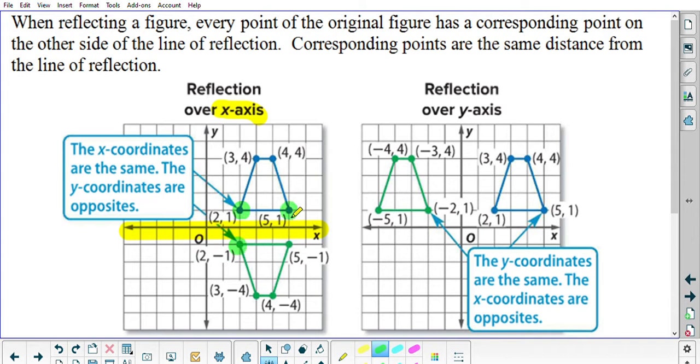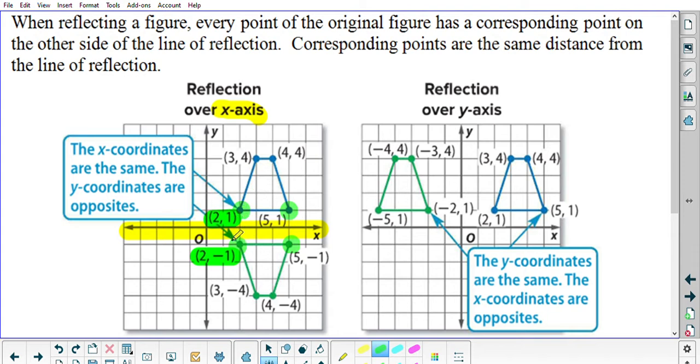Likewise over here, 5, 1. When I flip it over the x-axis, it's going to become 5, -1. It's still one space away from the x-axis. Now, something I need you to observe here. The x-coordinates do not change when you flip a shape over the x-axis. And so I wrote this for you here in this little information box. The x-coordinates are the same. However, the y-coordinates do change.